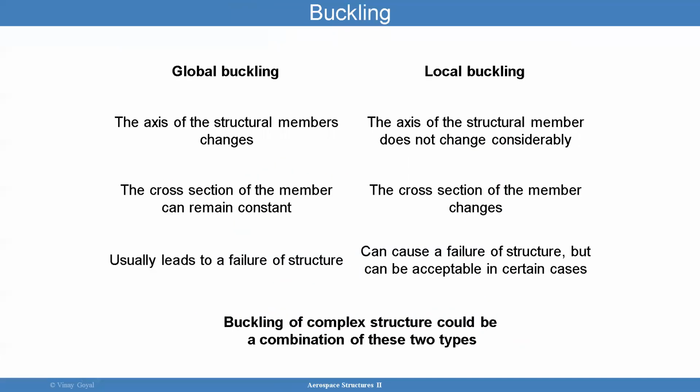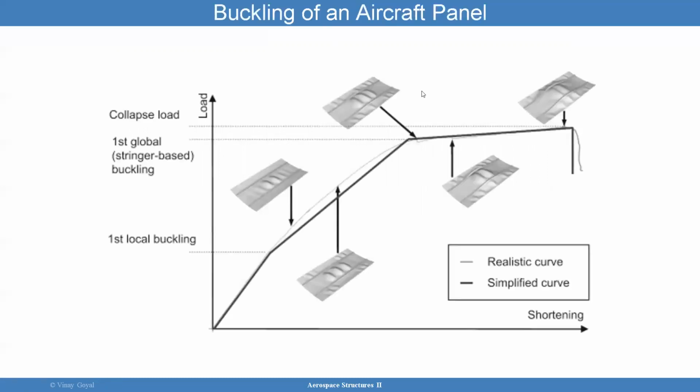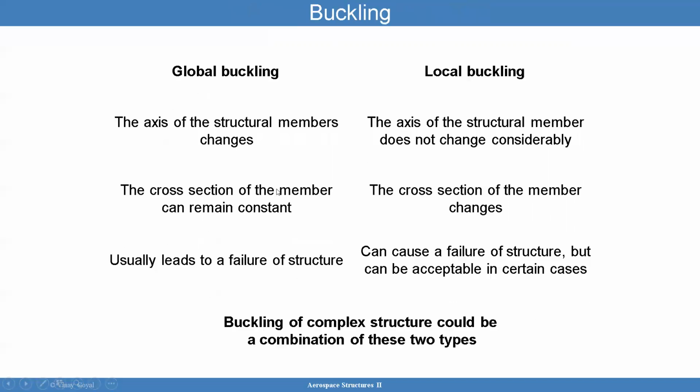In global buckling, typically the axis of the structural member changes. In local buckling, the axis of the structural member does not change considerably. If you take a ruler and buckle it, the axis of that ruler is going to shift quite a bit, right? Here you can see that the axis, which is the mid-surface of that panel, has shifted quite a bit. But if you have local buckling, you can see it has not shifted much.